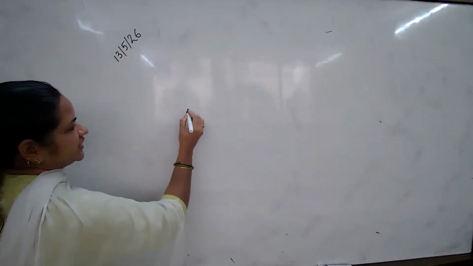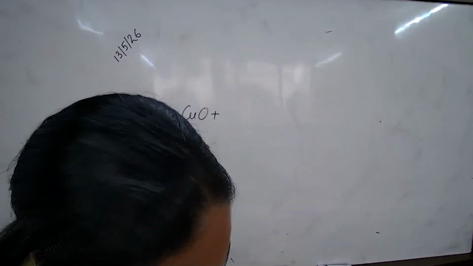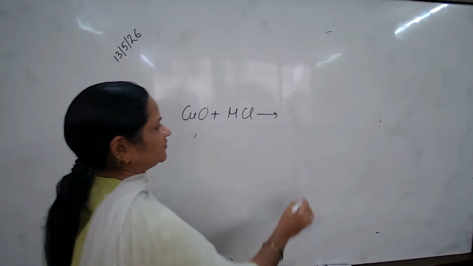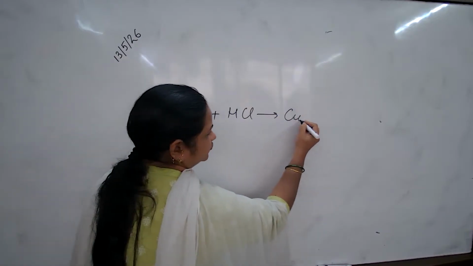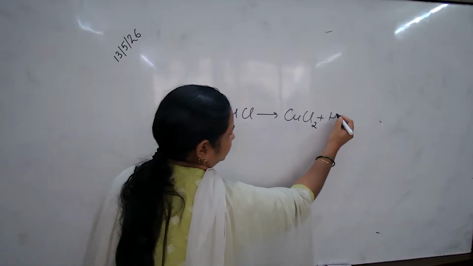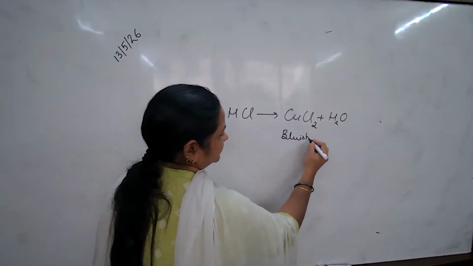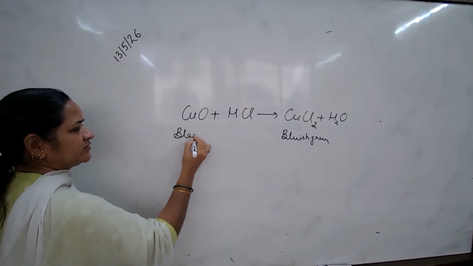10th, I was writing that reaction. Copper oxide with HCl. क्या बनेगा? CuCl2 salt plus water. Okay, this is bluish green in color, and copper oxide is black in color.